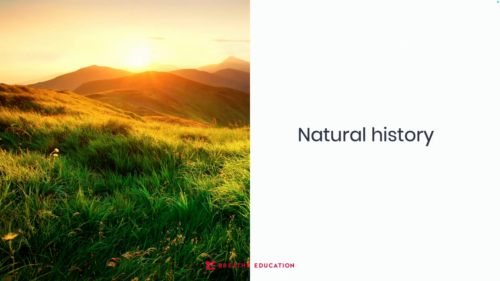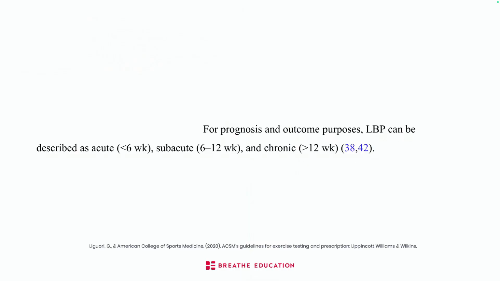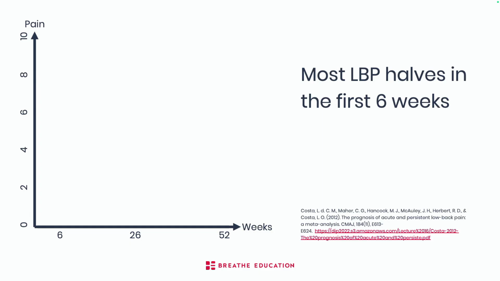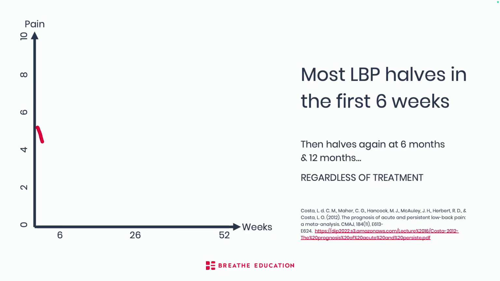All right, and this is a very short section. Natural history is just what happens if we do nothing. And it turns out in low back pain, it gets better if we do nothing. This is from the ACSM again. For prognosis outcome, well, that's where that slide went. Okay, so from this 2012 meta-analysis of natural history of low back pain, we basically see what I just said, right? That's what happens to low back pain over a year if left untreated.